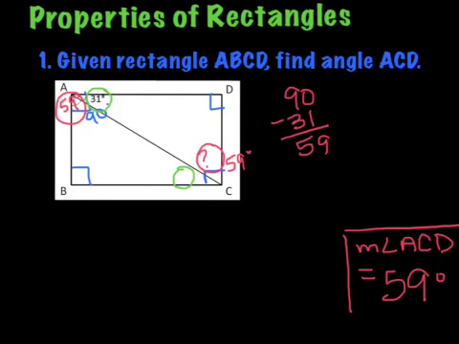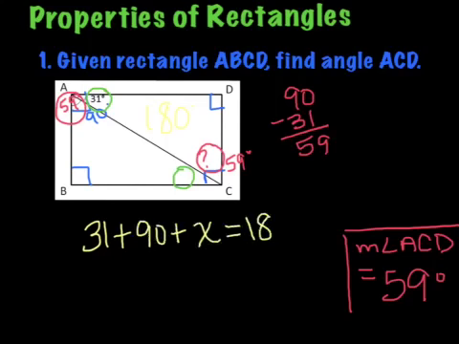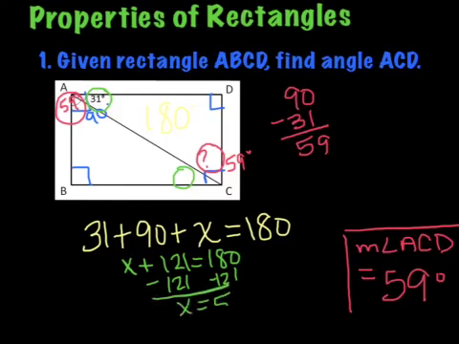But let's say you forgot that and you just remember that all angles of a triangle add up to 180. Okay, well, you could set up your equation. 31 plus 90 plus the one we don't know equals 180. So you'd be looking at this triangle right here. And you would just have to solve this. So we would get x plus 121 equals 180. Subtract 121, and that gives us 59. So either way works.